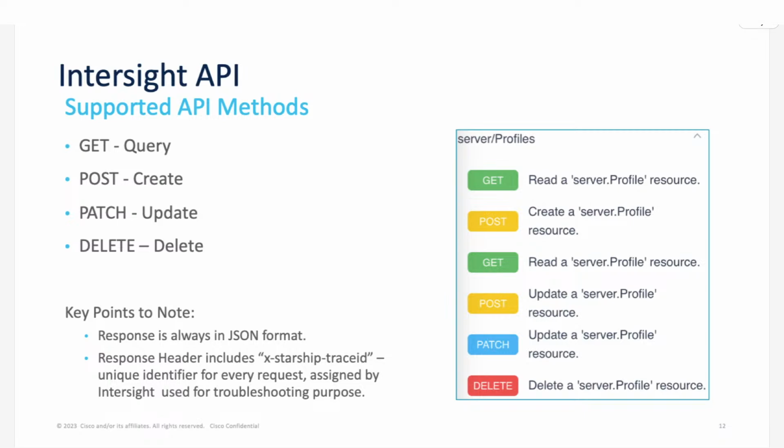The Intersight API accepts and returns messages that are encapsulated through JSON documents. And one more thing to note is that Intersight adds a unique identifier called the X-Trace-ID header in every single response. So when you're making API calls to Intersight, in the response, you will see X-Trace-ID. And the value can be used for troubleshooting purposes when opening service requests with Cisco TAC.